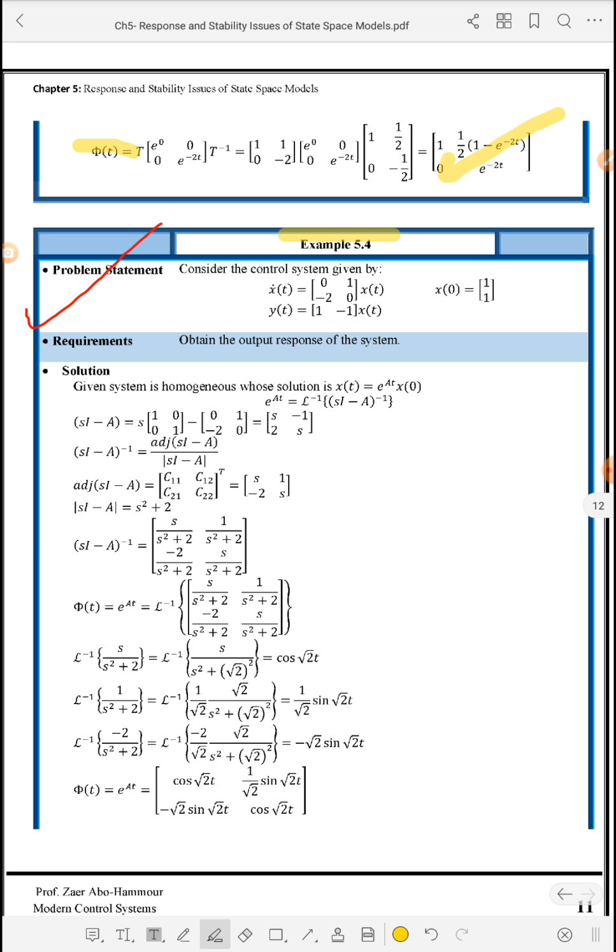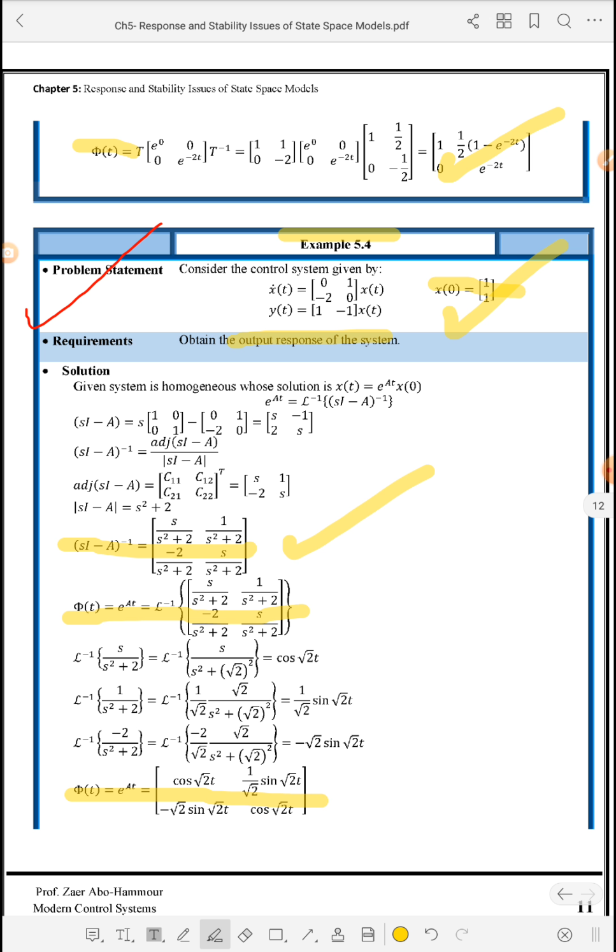Here we have a system of 2 by 2, and from the problem statement it's given that we have initial conditions and nothing is related to the input. So this means that we are speaking about the phi of t and u of t is 0, and it's required to find the output response. In this example, we find phi of s, which is equal to sI minus A inverse, and after that we step to phi of t, which is equal to e to the power At, which is equal to the Laplace inverse of this matrix, and finally we get this phi of t.